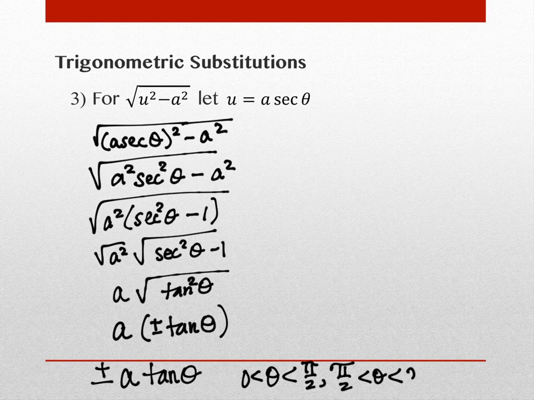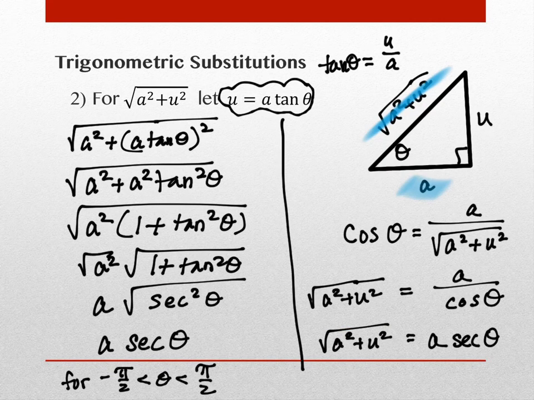So I'm able to be, instead of in quadrants 1 and 4, I'm in quadrants 1 and 2. In quadrant 1, tangent is positive. In quadrant 2, tangent is negative.